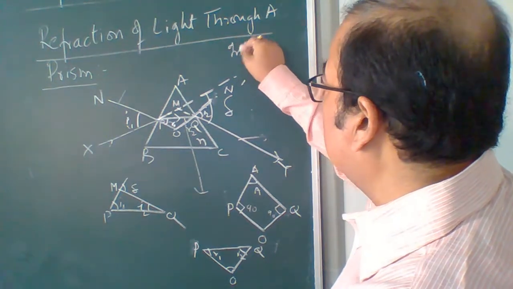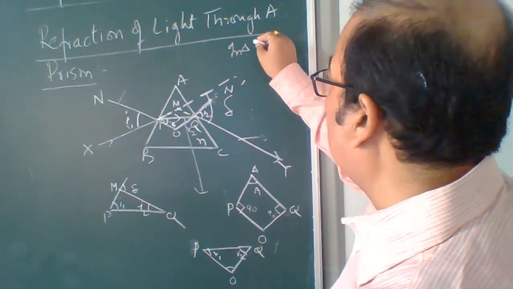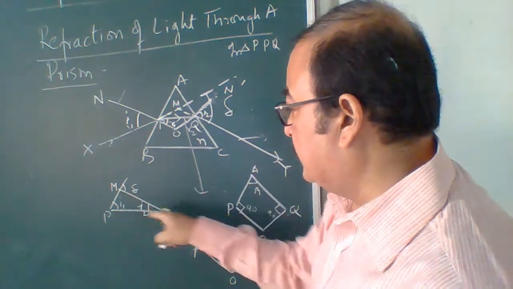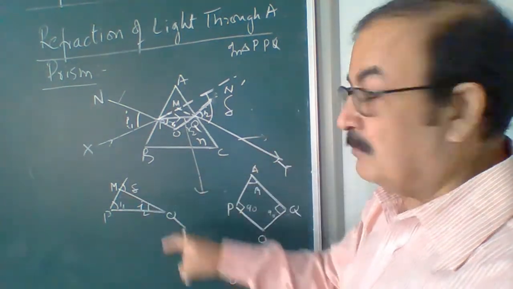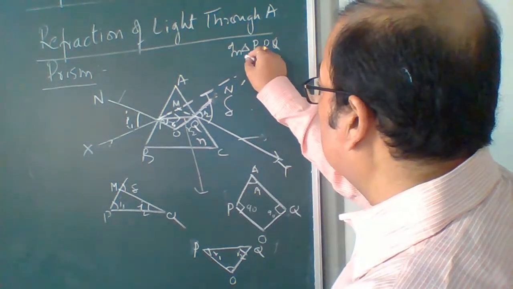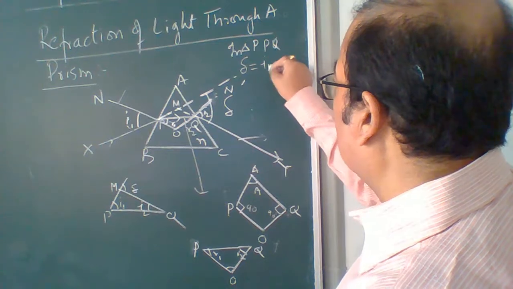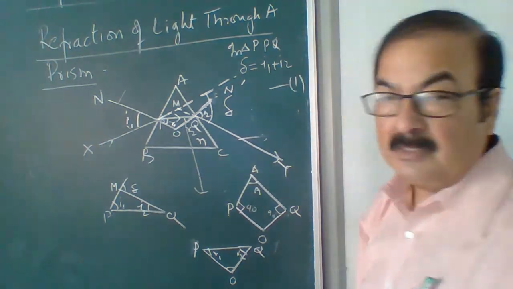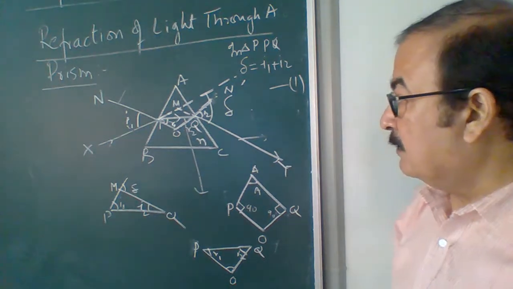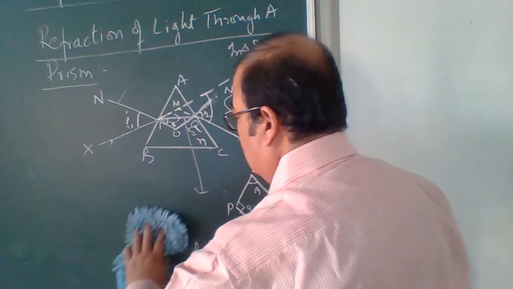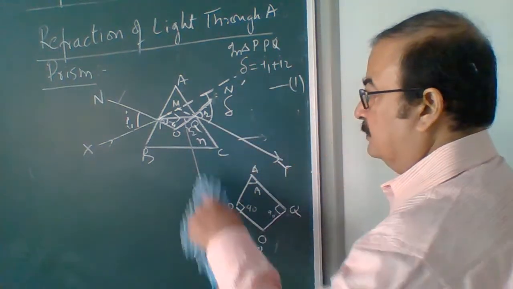I am taking triangle MPQ. What we have: the sum of interior angles must be equal to the exterior angle. Therefore, delta equals I1 plus I2. This is equation number 1. Once I make one equation, then I will remove this, because the original diagram I have not removed.